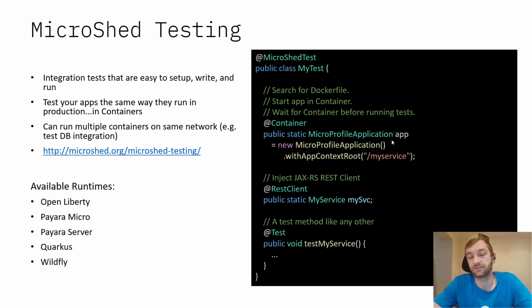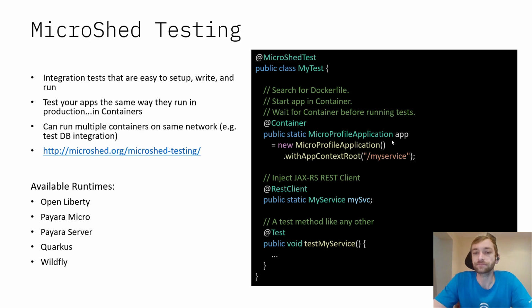Quite simply, at the top of the class, we have @MicroShedTest. That'll tell Maven that it's a MicroShed test when it runs its testing phase. And the good thing about MicroShed testing is it goes into the testing phase of your build, so you don't have to do anything special with Maven. It just knows that your MicroShed test is a part of your testing phase.